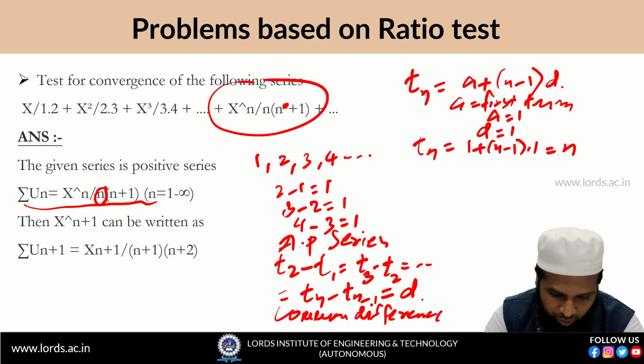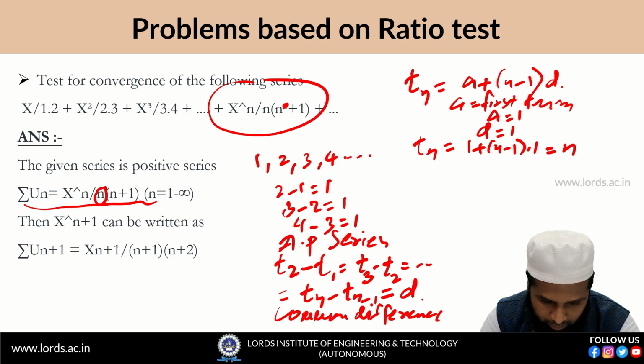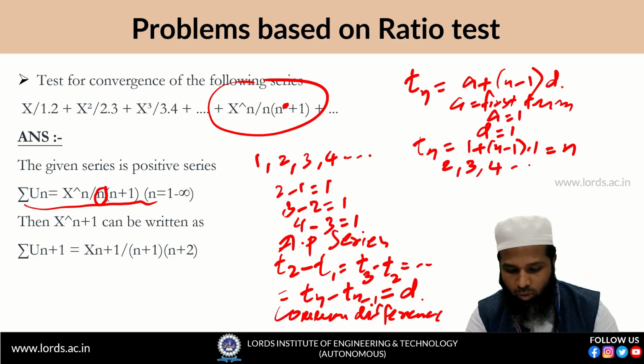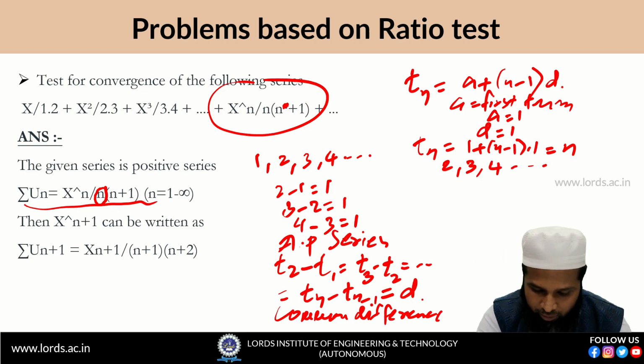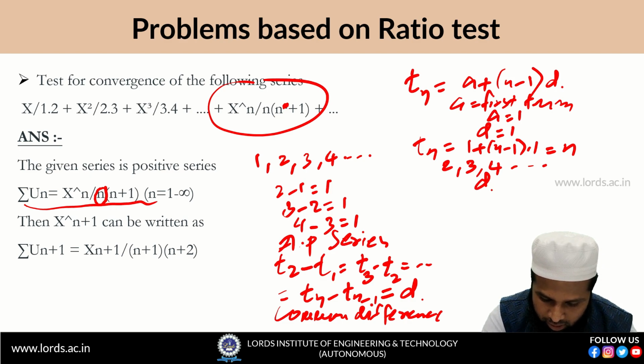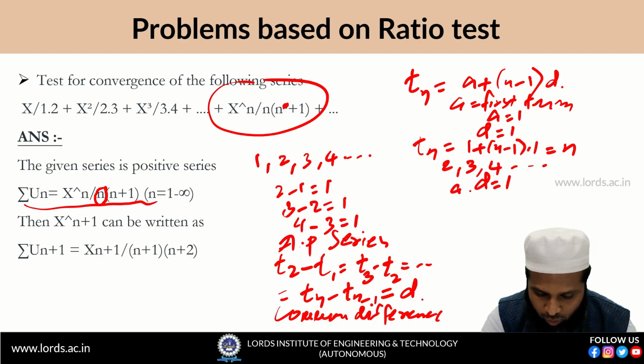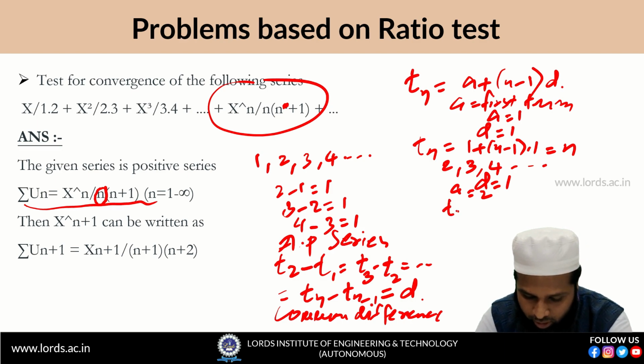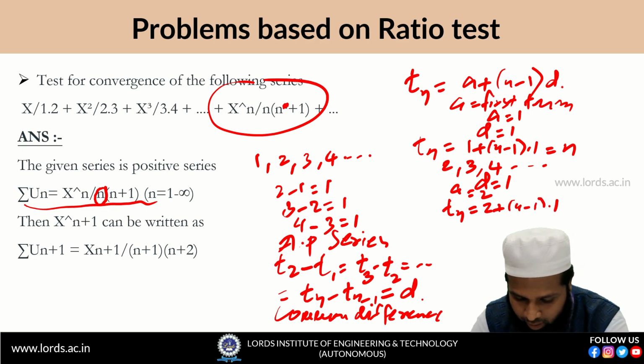In the same fashion, if you take the second terms, that is nothing but 2, 3, 4, and so on. Here also, if you see, the common difference is d equal to 1, but here a equal to 2. The first term is nothing but 2. We are finding it using the same logic. The nth term is 2 plus (n minus 1) into 1. If you simplify this, we are getting n plus 1.